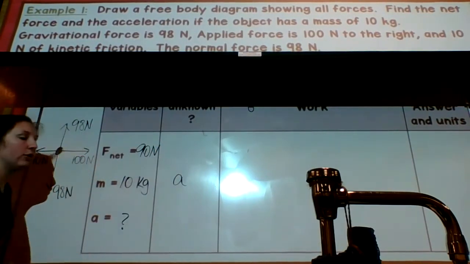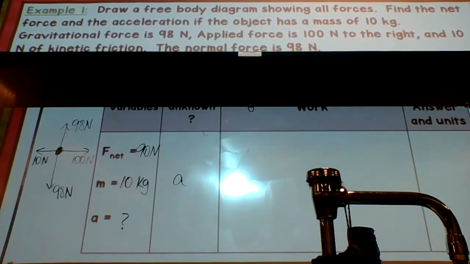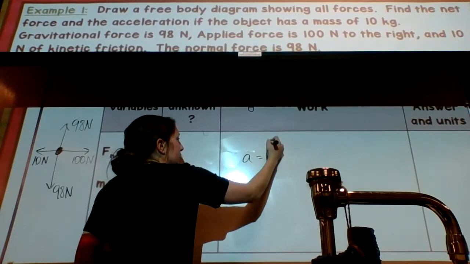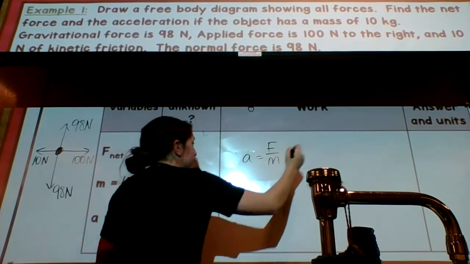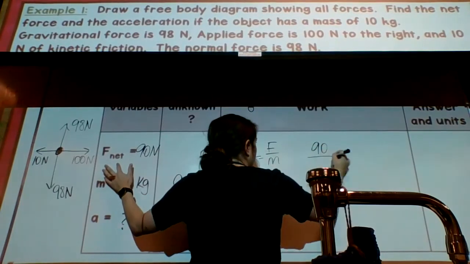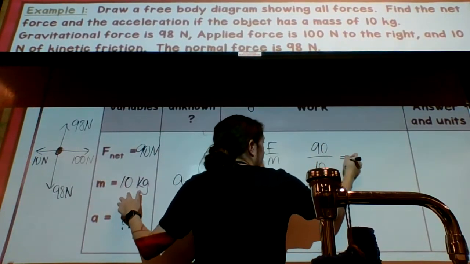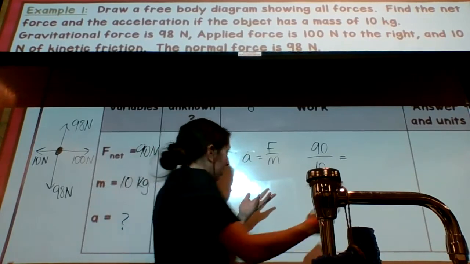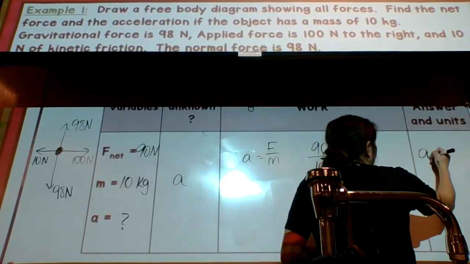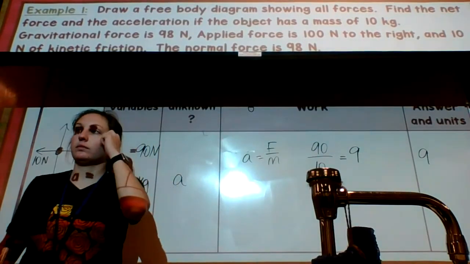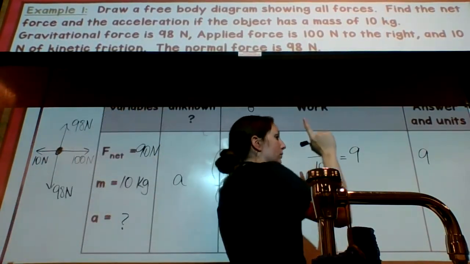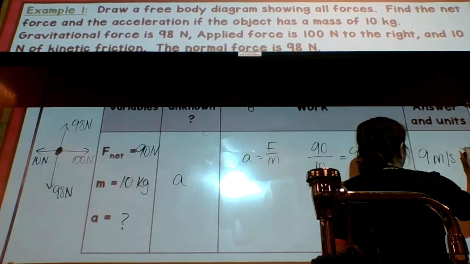So that means I'm looking for acceleration. Does anybody remember off the top of their head how we find A? What do we do when we have F and M? Divide. We divide. You can always go back to that triangle if you need to. F, M, A. So in order to find acceleration, we are going to do F divided by M, which is 90 divided by 10 equals 9. Y'all are geniuses, I swear. And what's my unit for acceleration? Meters per second squared. Yes, meters per second squared.